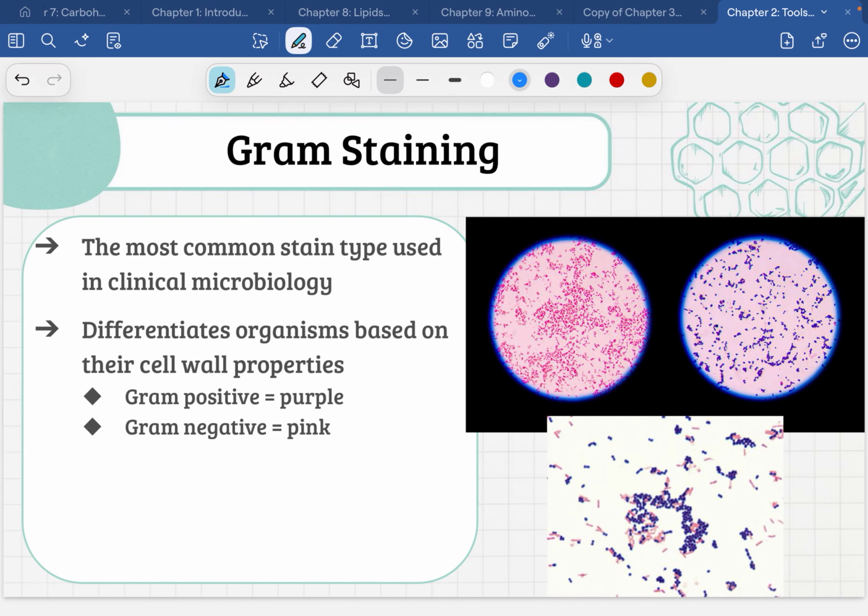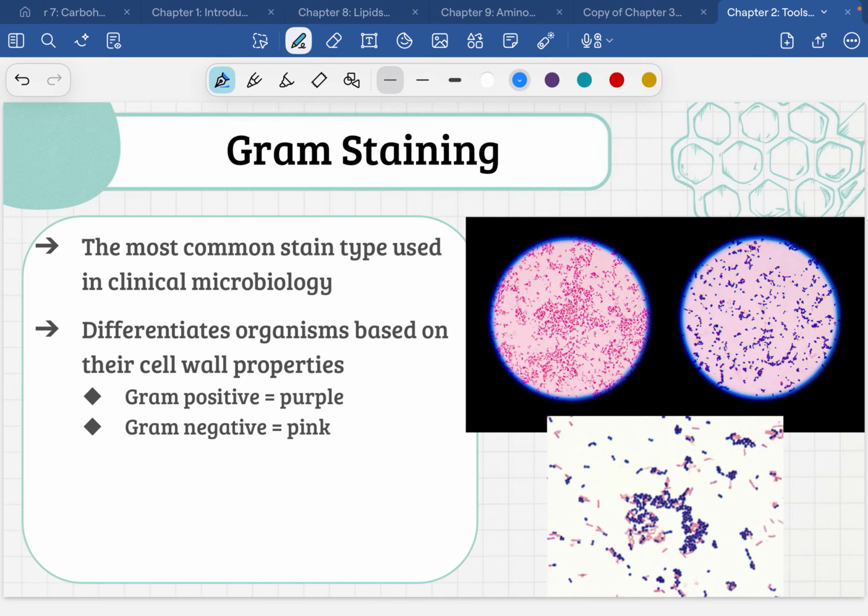But by far, the most common stain used in microbiology, specifically clinical microbiology, is something called a Gram stain. And it's the only one that we're going to discuss in this class. You may talk about a few others in lab, but mostly you'll be talking about a Gram stain. It is by far the most important stain, most clinically useful. And the way a Gram stain works is it differentiates organisms based on their cell wall. Now we're going to talk about what a cell wall is and how the cell wall is different from a Gram positive and a Gram negative in the next chapter.